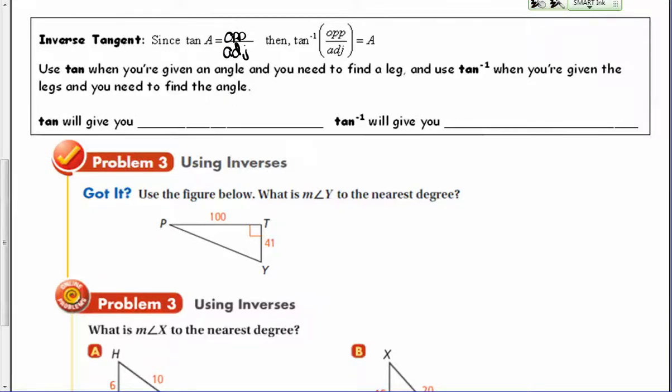I know it's a little bit more confusing to understand, but the math is actually quite a bit easier than the regular math. Okay? So the tangent will give you a side, whereas the inverse tangent will give you an angle.